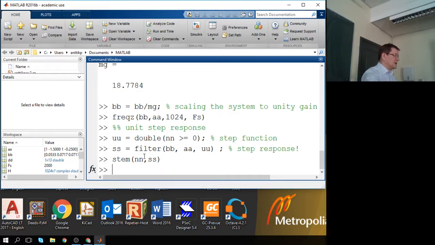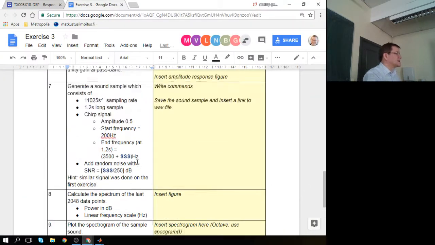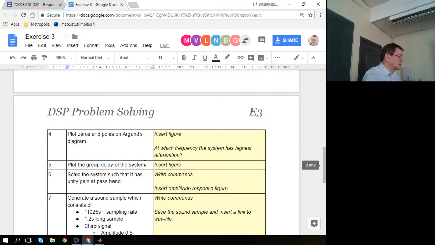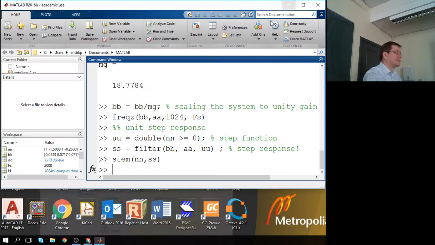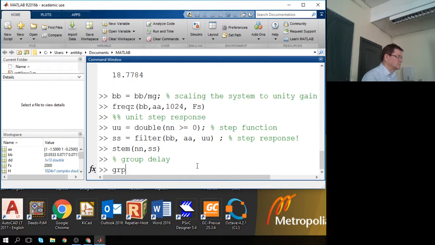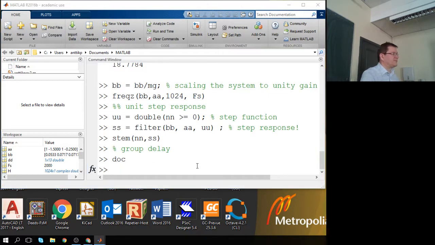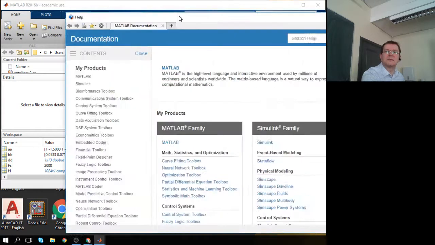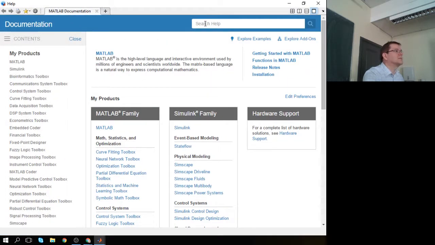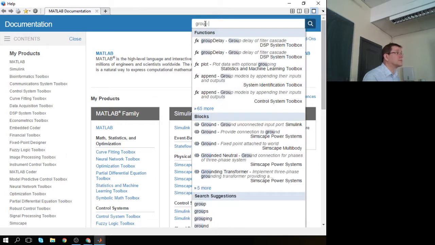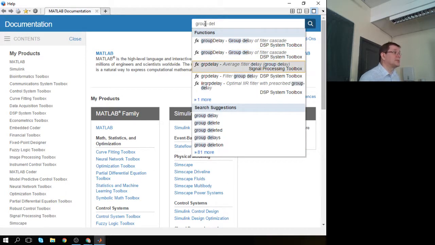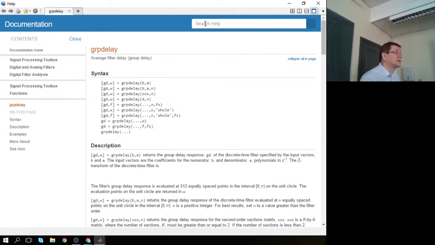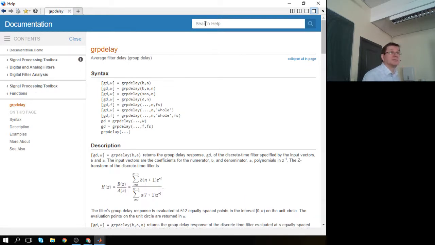Okay. Let me take a quick peek at the exercise sheet. Oh, group delay. Now I need some help. I don't remember what the function for group delay was. Group delay, grpdelay, that I think is the one. Yes, grpdelay with B and A.